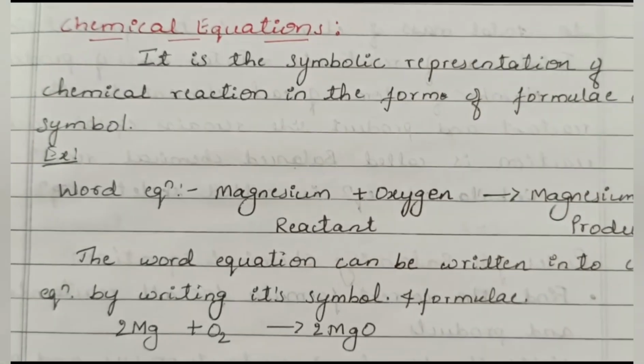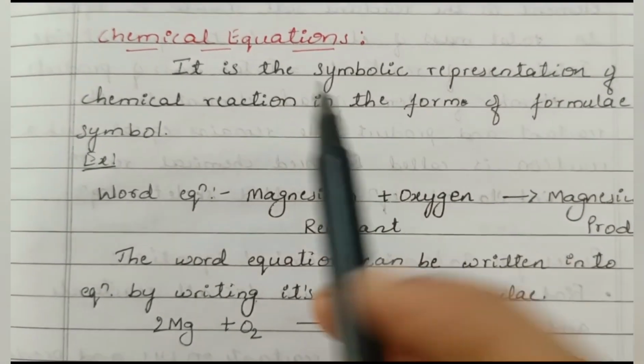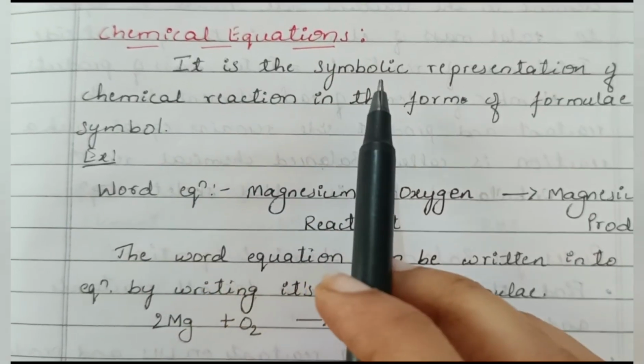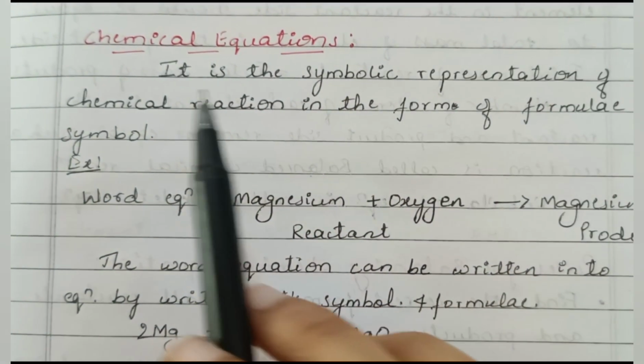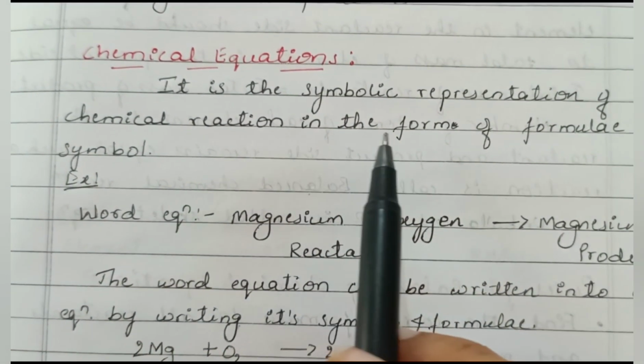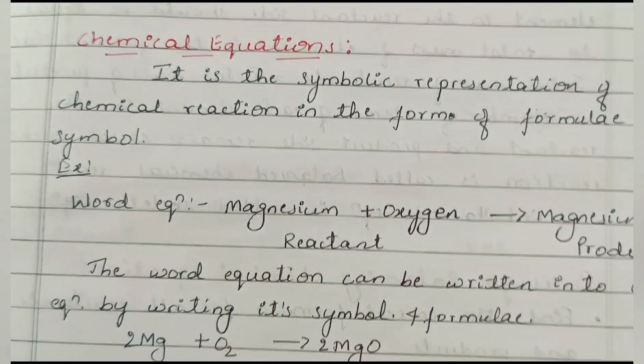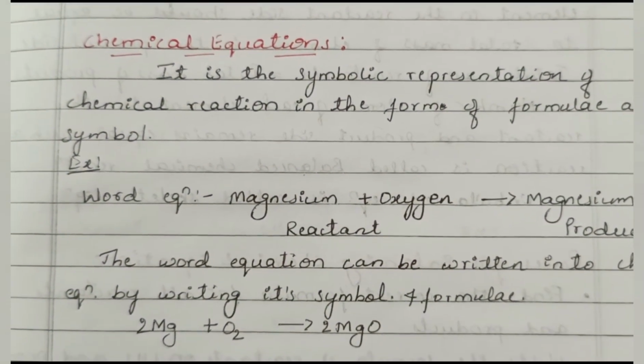Next topic is chemical equation. So what is chemical equation? Why is it necessary? It is the symbolic representation of a chemical reaction in the form of formula and symbol, that is known as chemical equation. We will see the example.